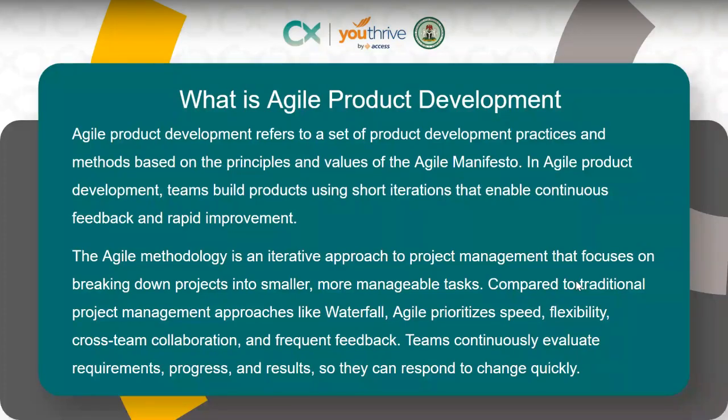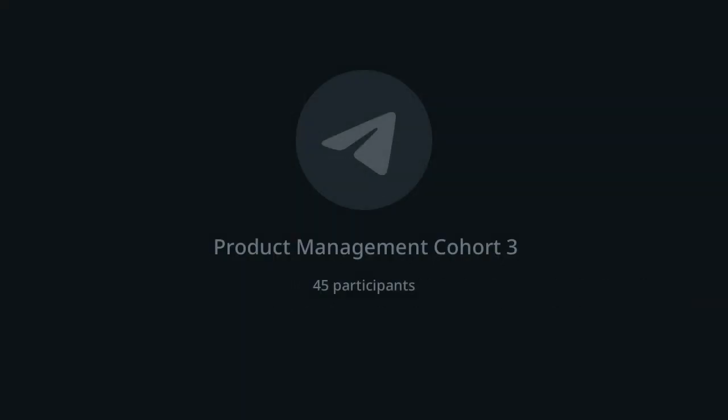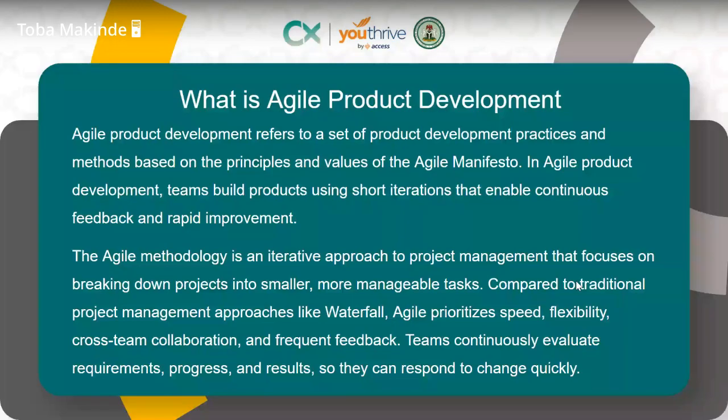Agile prioritizes speed, flexibility, cross-functional team collaboration, and frequent feedback. So it's all about how fast we can put this out, and how adaptable we are in adapting to the feedback and changes that we're getting based on the review and the testing that we are doing.